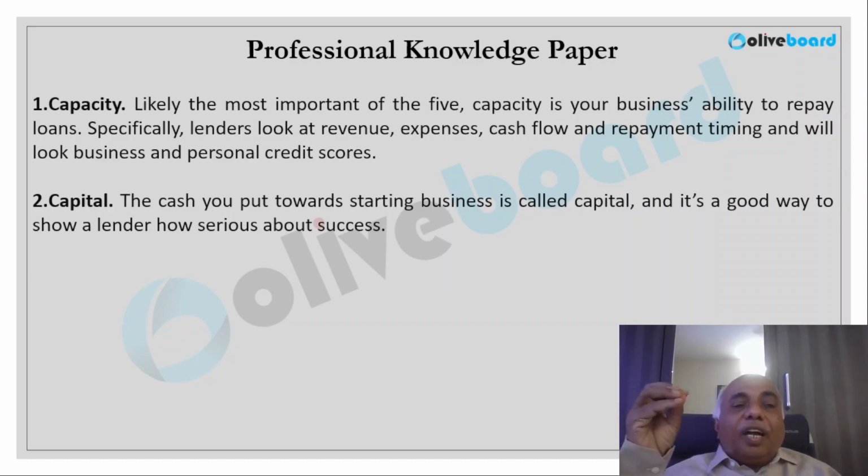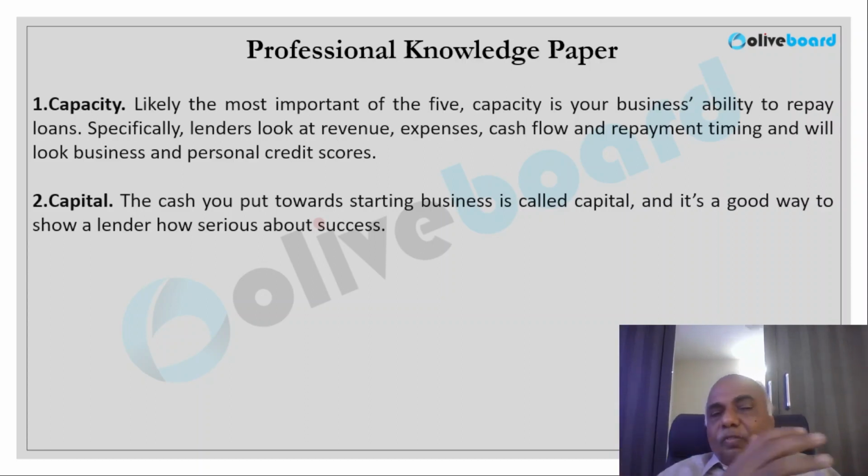If the company has generated revenue of 10 lakhs, 5 lakhs is not a problem. That's why lenders specifically look into revenue, expenses, and cash flow for the timing of repayment, and will look into the business and personal credit scores. That's why the banks are always thinking about the capacity to repay.